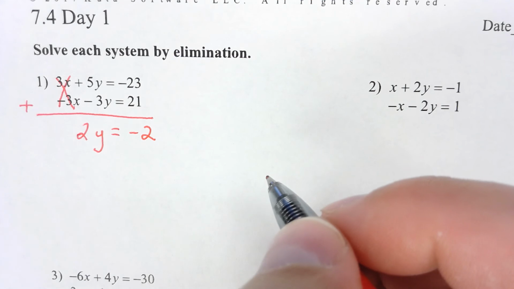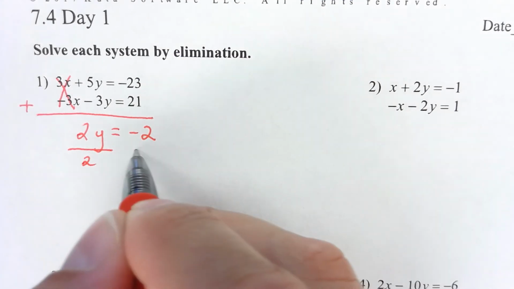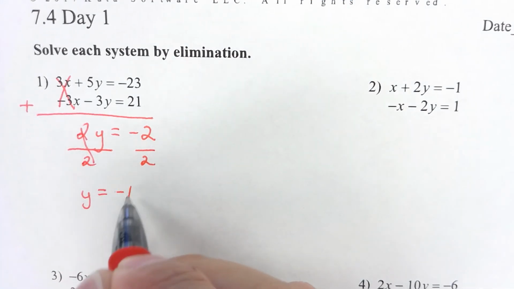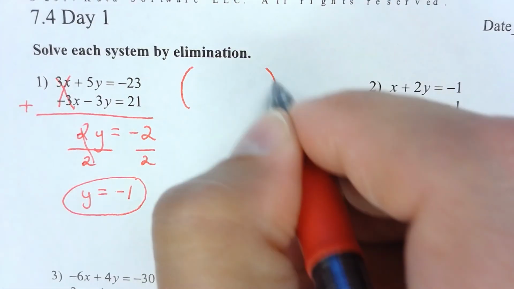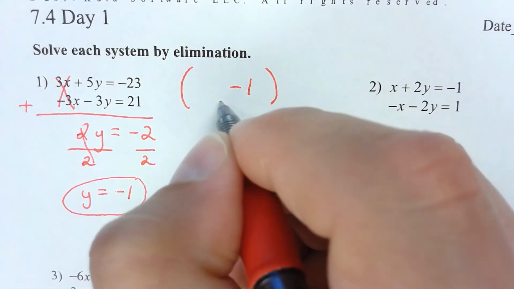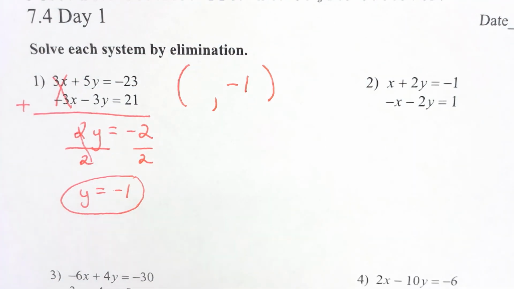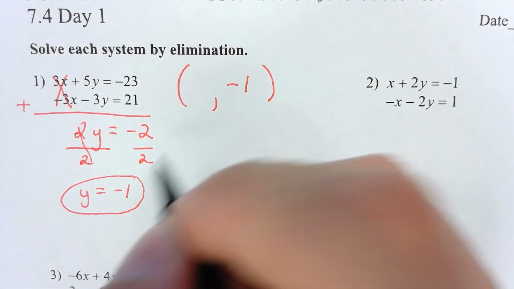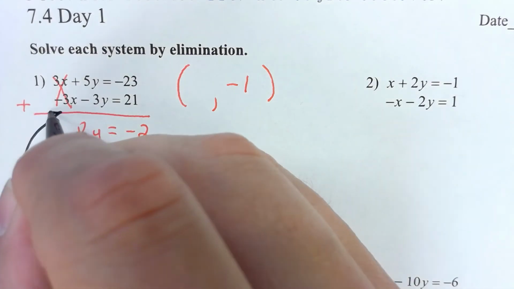And again, don't be afraid to use your calculator. Divide everything by 2, and I should see y equaling negative 1. So on this one, I found the y. I have not found the x yet. Again, to find any of these, all I got to do is put this into the top or the bottom. I'll go to the bottom for this one.